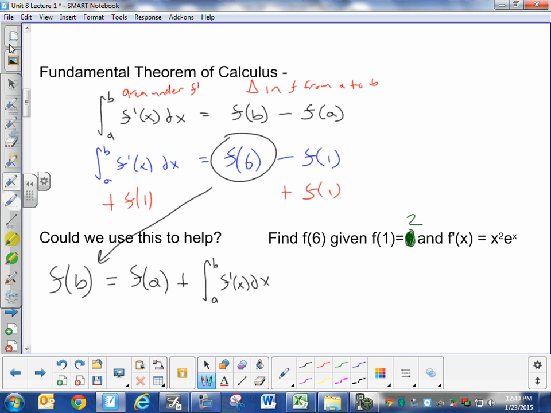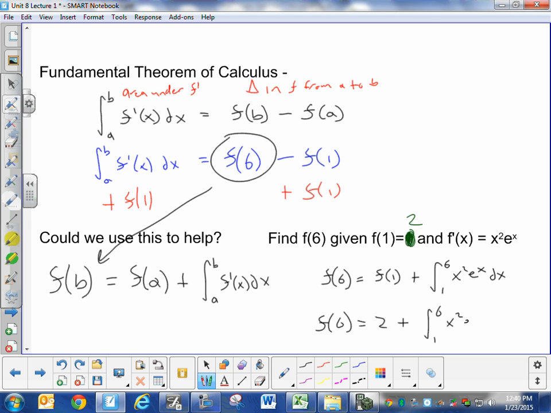All I'd have to do to find f of 6 is take my initial f of 1 value and add the change, which is the area under the derivative between 1 and 6. Or f of 6 equals 2 plus that. You guys figure out what that is.